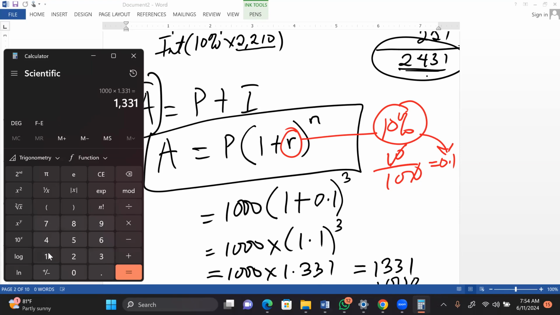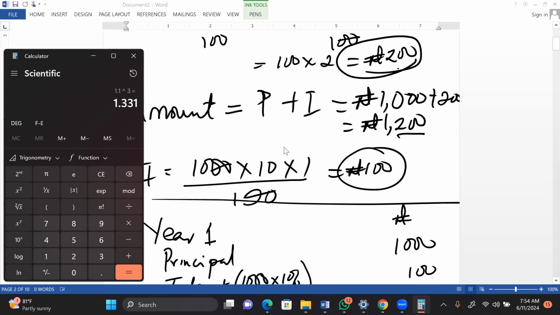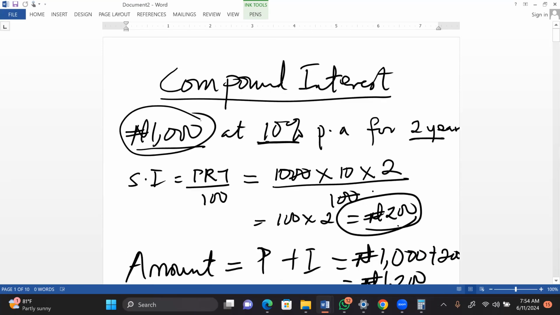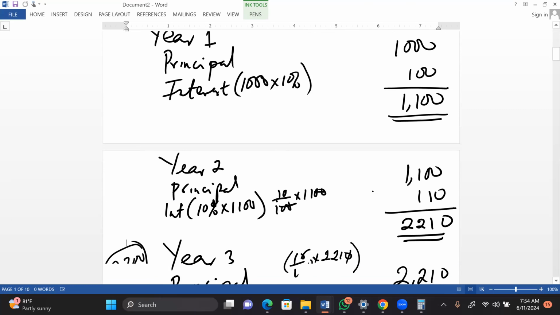This is perfectly correct. I don't know why I am getting different answers. 1.1 raised to power 3. What did I use here? Oh, oh, oh. Madam, you cannot correct me. Yes. I made a mistake and you cannot correct me.